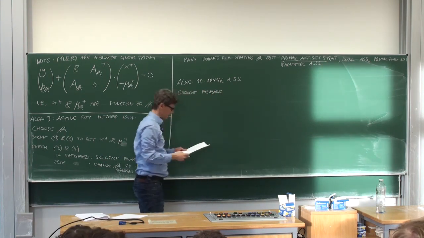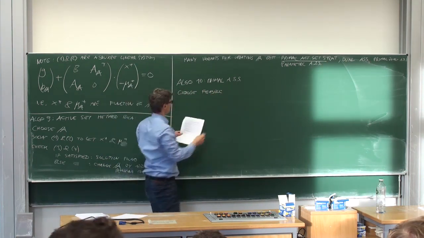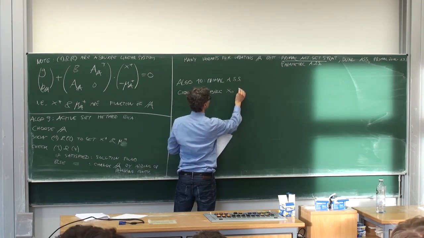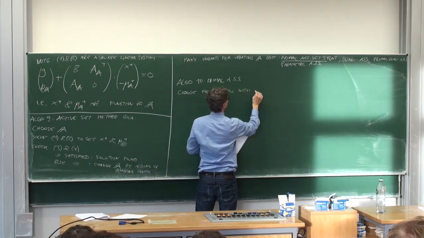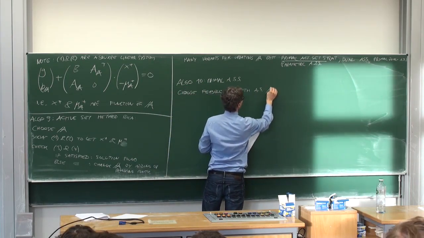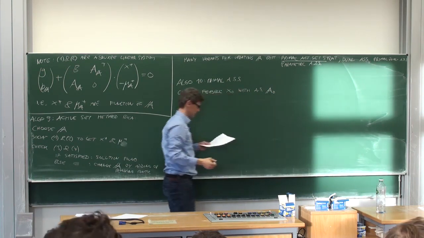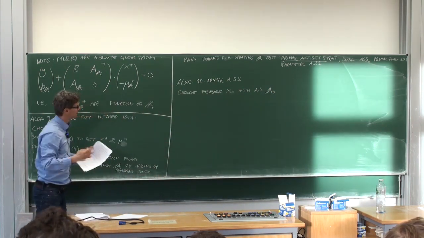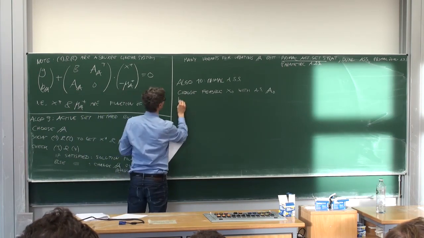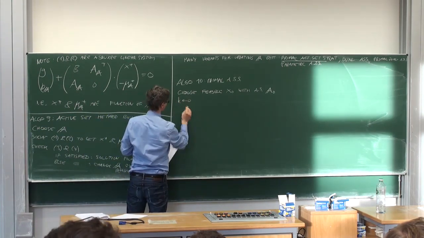That's a very important point. Choose feasible x0 with active set A0. We call it A0. And then we have an iteration index k that starts at 0, and then we go on.